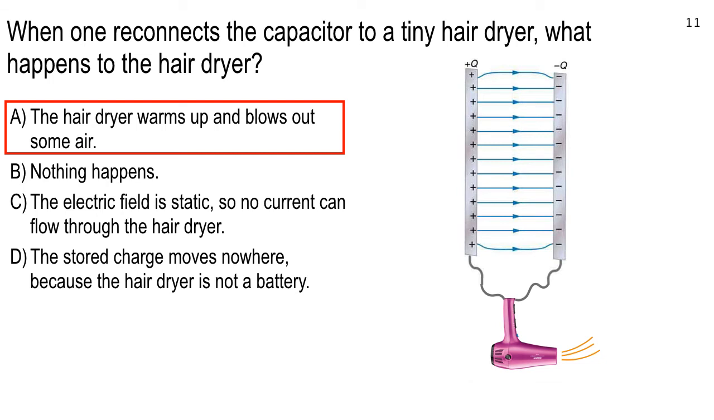Current, voltage, current, capacitance, and more. We're going to have more vocabulary words in there. Stored charges move nowhere? The stored charge moves nowhere because the hairdryer is not a battery. That is incorrect. And that's exactly what happens. It's not a battery, so charge does move. And so you get a little bit of hairdryer action.